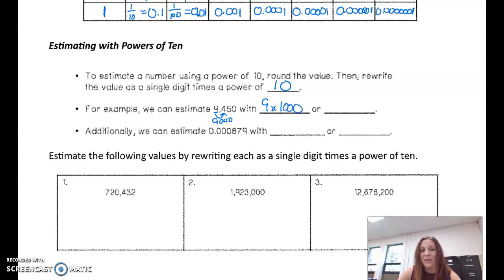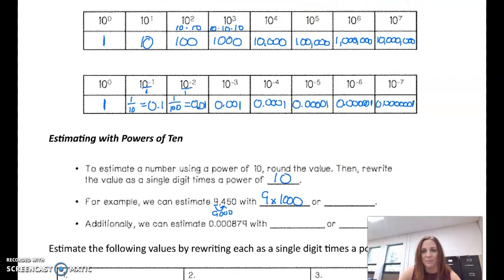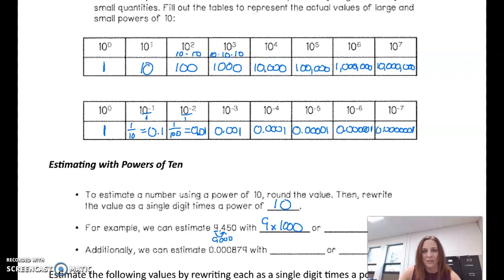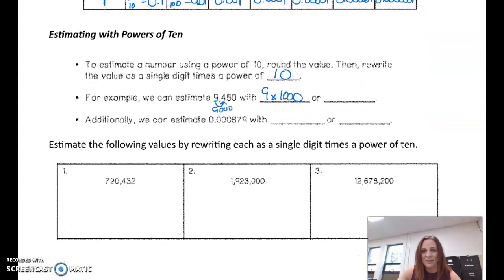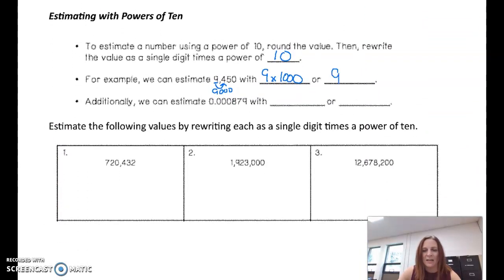Round the value, then write the value as a single digit times a power of 10. 1,000 is a power of 10. Right there. Which means we could also write it, if we look right here, 1,000 is 10 to the third. We could rewrite this as 9 times 10 to the third.